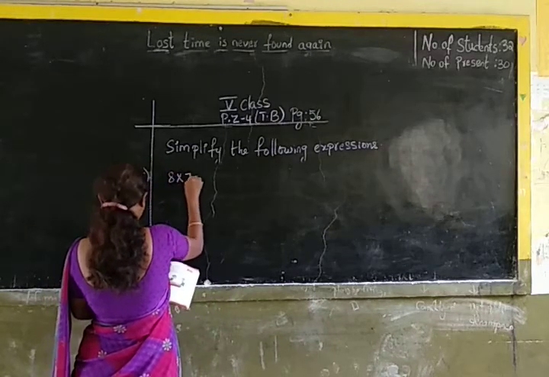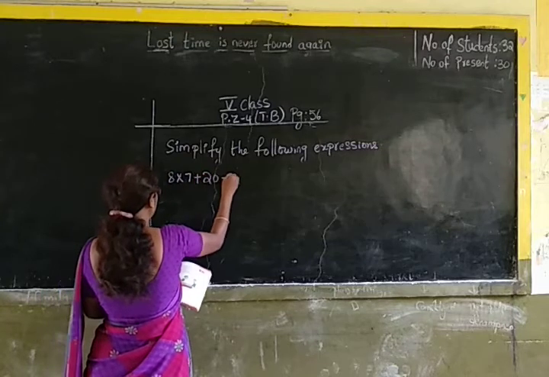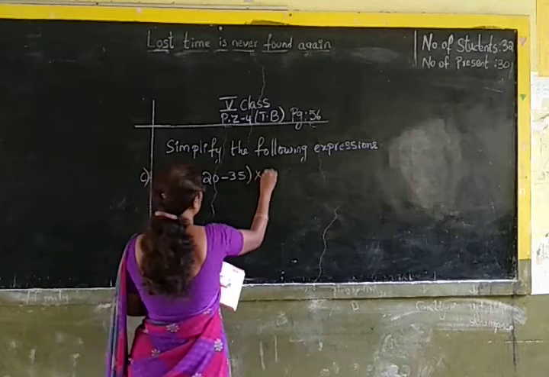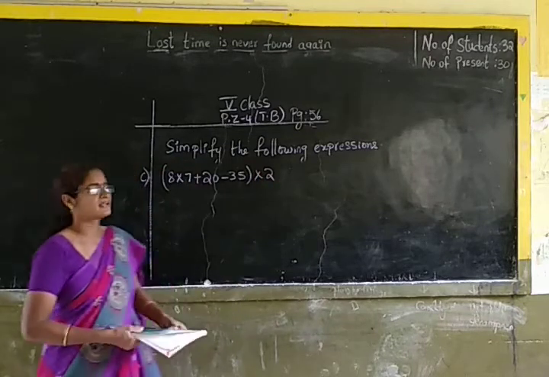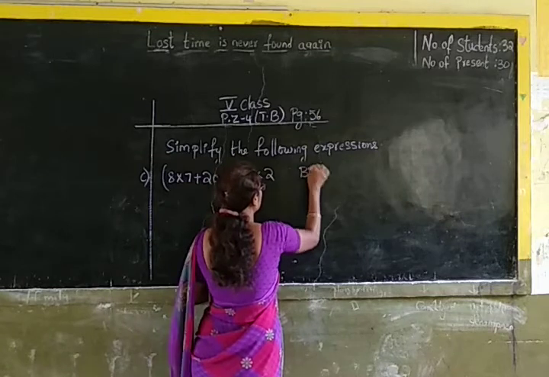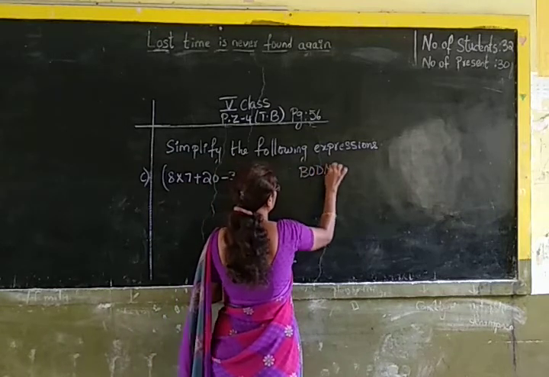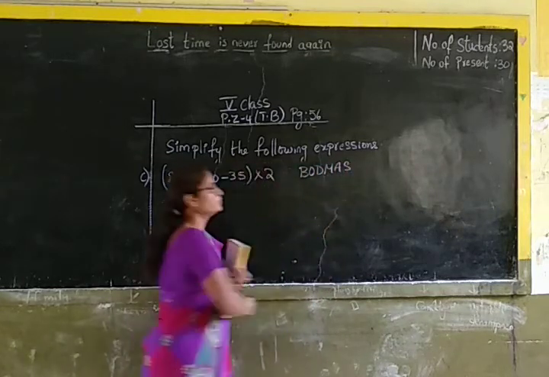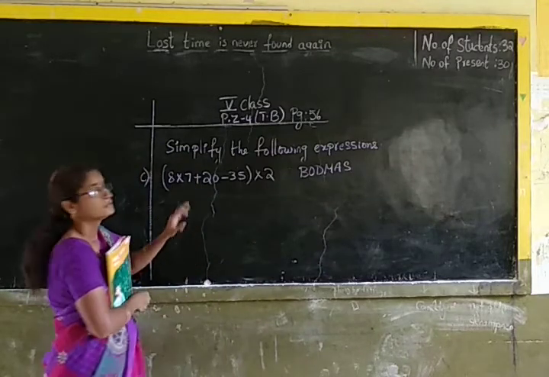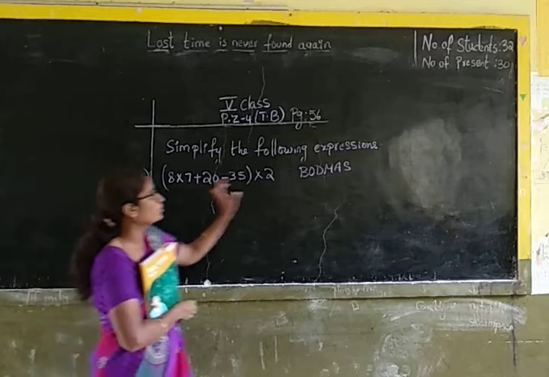8 into 7 plus 20 minus 35, into 2. Okay children, this is the next sum. First, according to the BODMAS rule, you have to solve the terms inside the bracket. Inside the bracket also you have to follow the BODMAS rule.